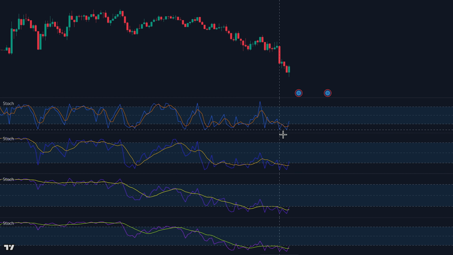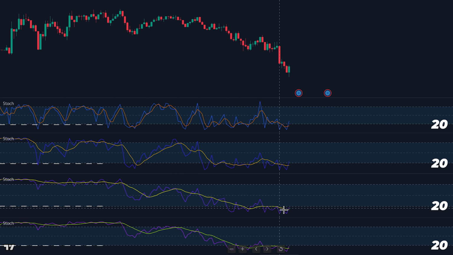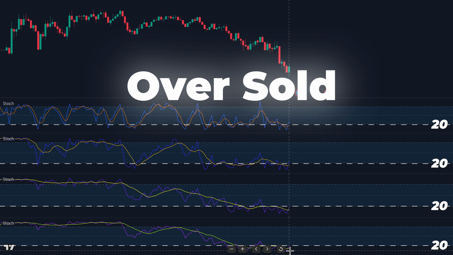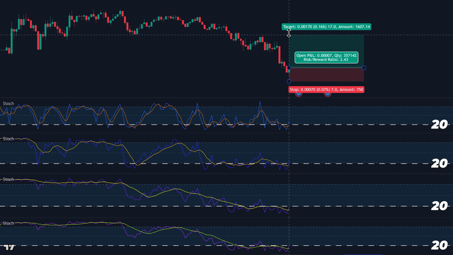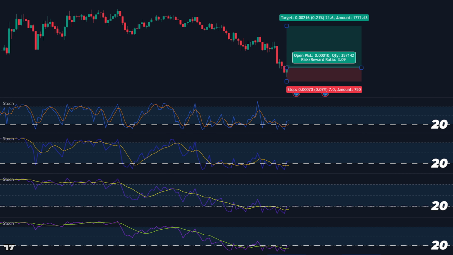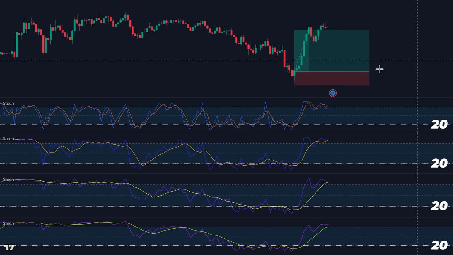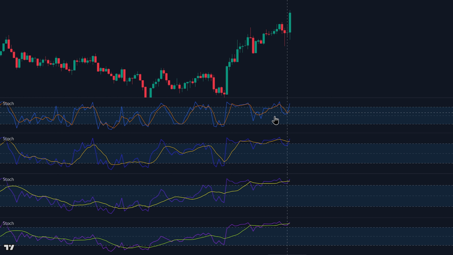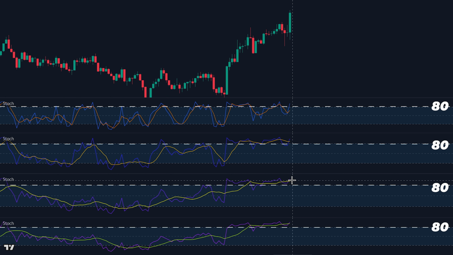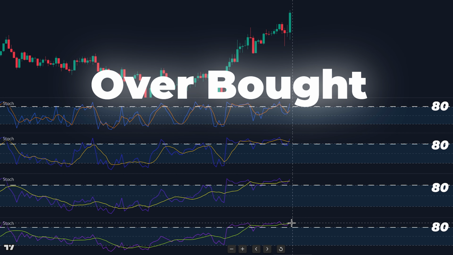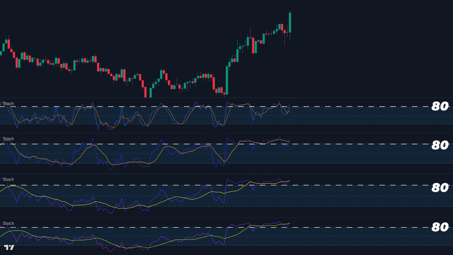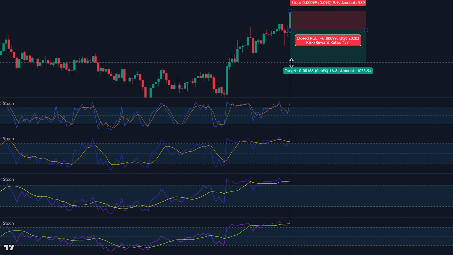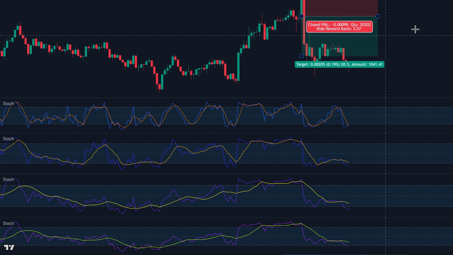When all 4 stochastic indicators drop below the level of 20, this signals that the market is oversold. In such a situation, the probability of a reversal increases and it creates a strong buy signal. Conversely, when all 4 stochastics rise above 80, the market is considered overbought, and this generates a strong sell signal. The key here is not to take trades based on just one indicator, but to wait until all 4 have aligned. This alignment ensures that you are only entering trades when the probability is high, which helps to reduce unnecessary losses.